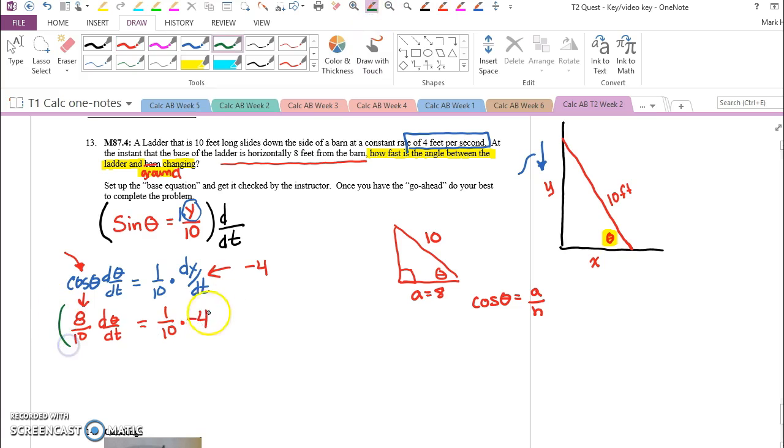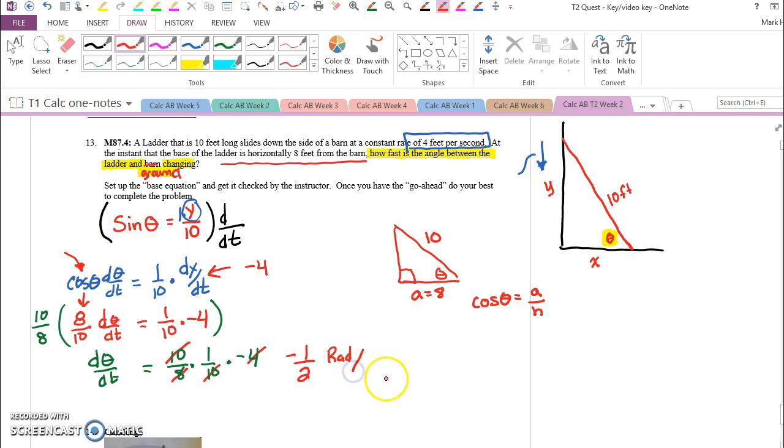We'll multiply by the reciprocal on the left, 10/8 on both sides, and d theta dt will equal 10 over 8 times 1 over 10 times -4. 10's cancel, 4 goes into 8 twice, -1/2, and we're asking for an angle change, so that would be radians per the time instance, in this case seconds.